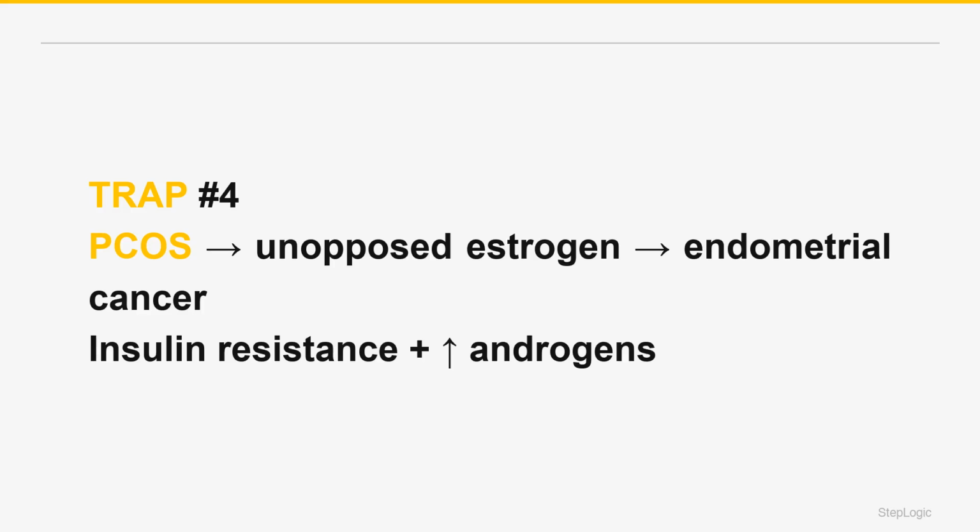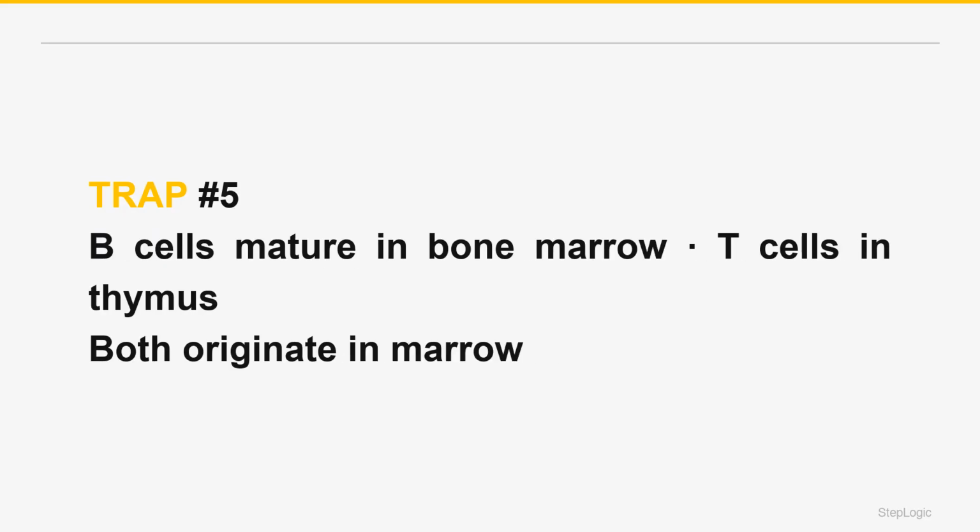Trap 4. PCOS combines insulin resistance and excess androgens, but the long-term trap is chronic anovulation. Unopposed estrogen on the endometrium raises endometrial cancer risk. That's why you protect the endometrium with oral contraceptives.